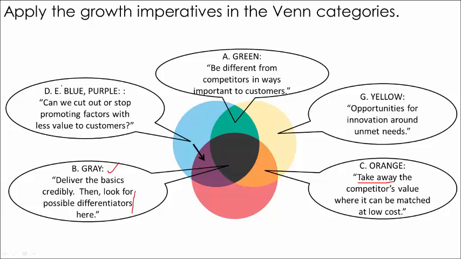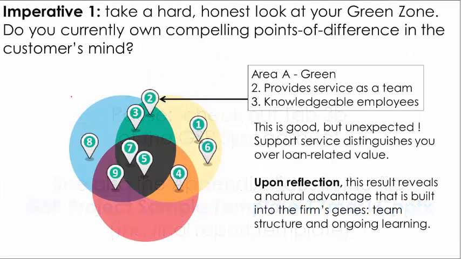Areas D and E represent lower value choice factors, and can we cut out or stop promoting factors that are of less value? And then the red area F, can we exploit these factors down here, which favor the competitor in the customer's mind, but are just not important or less important? So take these imperatives one at a time.